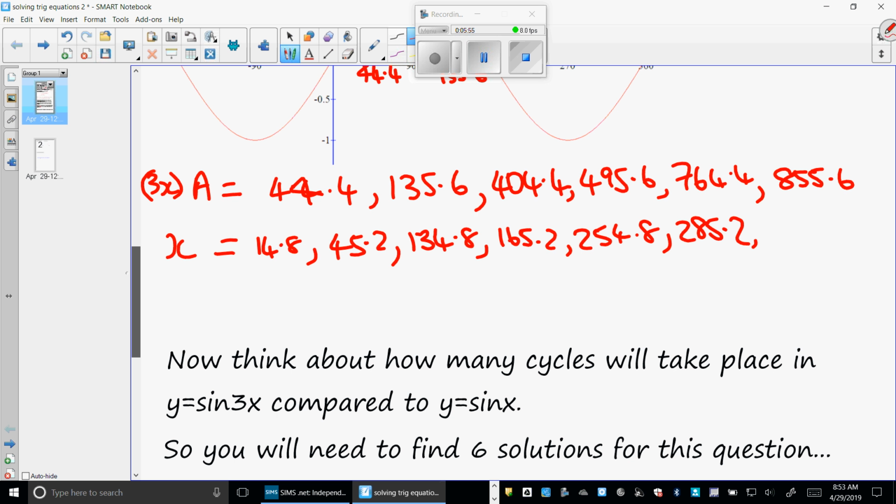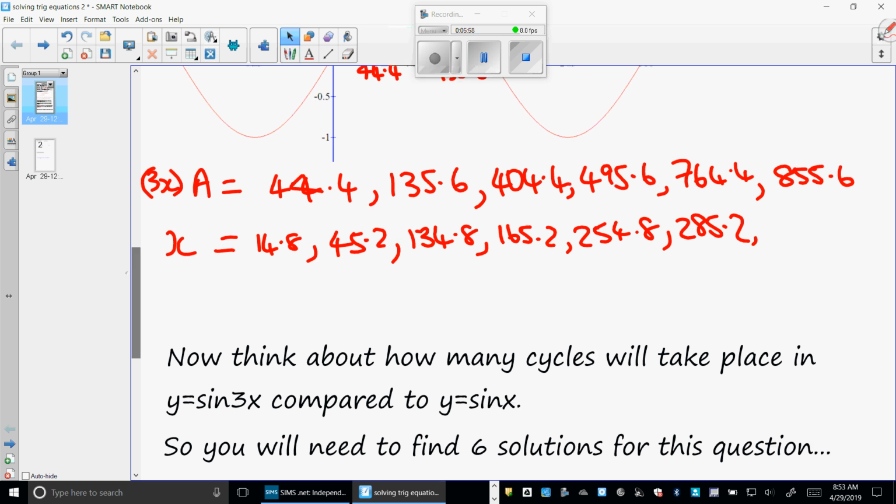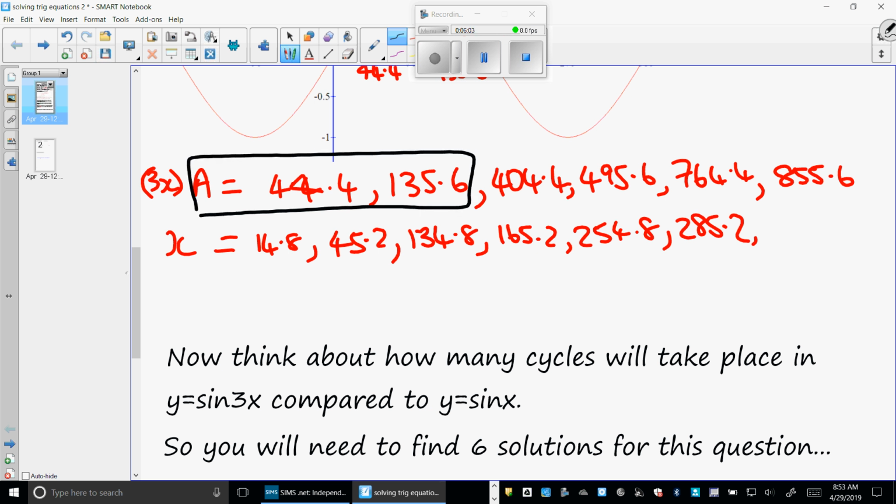Now, your alternate would be to take these two first solutions and divide those by 3, so you know that your values are 14.8 and 45.2. And then you could add your new period to those. Our new period would no longer be 360. It would be 360 divided by 3, so our new period would be 120. So what we could have done was found these two and then kept adding 120 to all of those solutions.